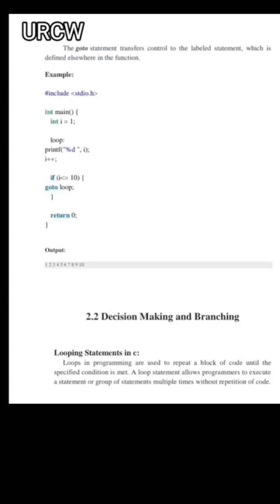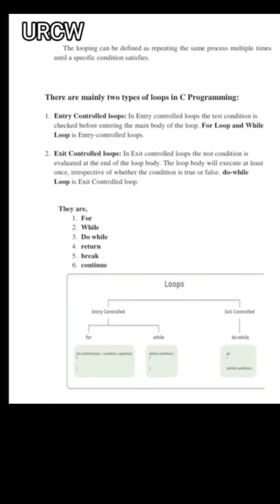Looping statements in C. Loops in programming are used to repeat a block of code until the specified condition is met. A loop statement allows programmers to execute a statement or group of statements multiple times without repetition of code. There are mainly two types of loops in C programming. Entry controlled loops. In entry controlled loops, the test condition is checked before entering the main body of the loop. For loop and while loop are entry controlled loops.